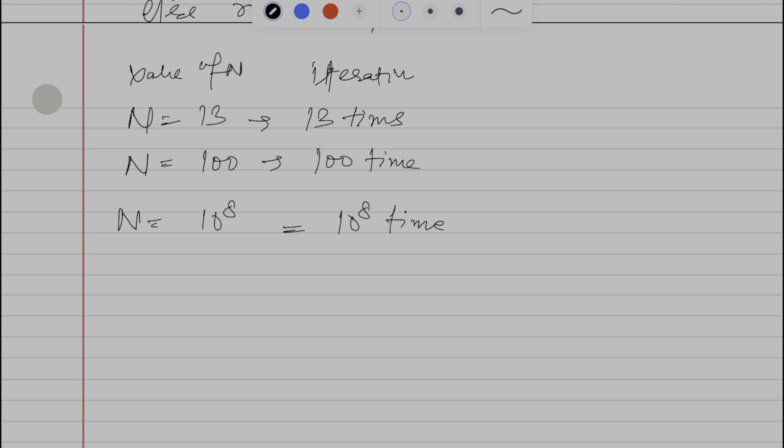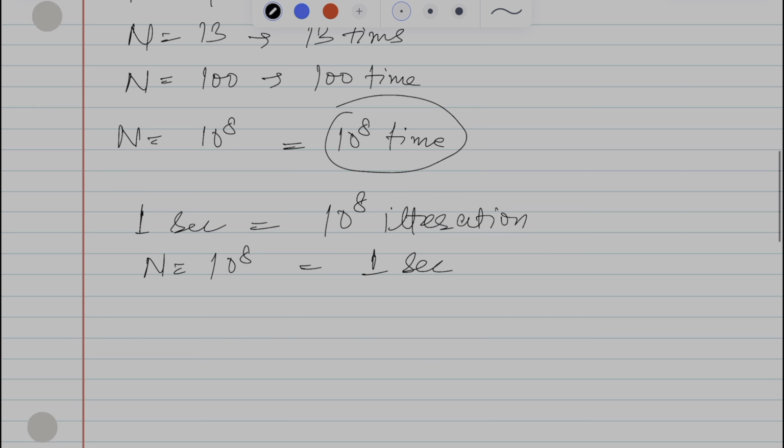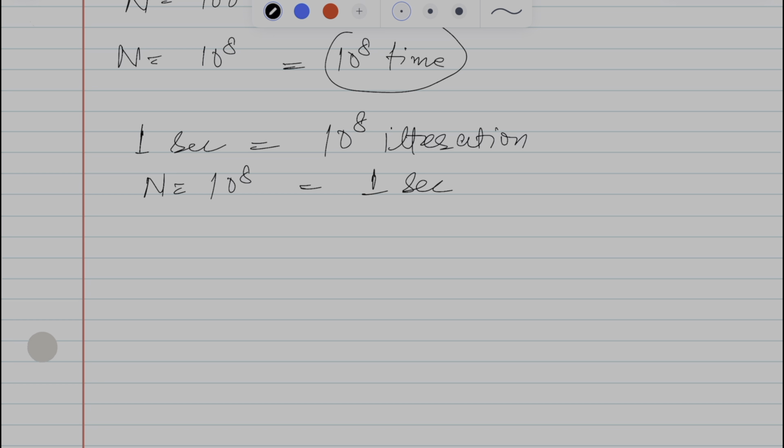We can see that as our input grows, the number of iterations also increases. Let's suppose, for a rough estimate, that in 1 second the machine performs 10 to the power 8 iterations. So if n is equal to 10 to the power 8, the machine will take 1 second to execute the whole program. That's fine, 1 second is a good number. But let's further increase and take n equal to 10 to the power 9.